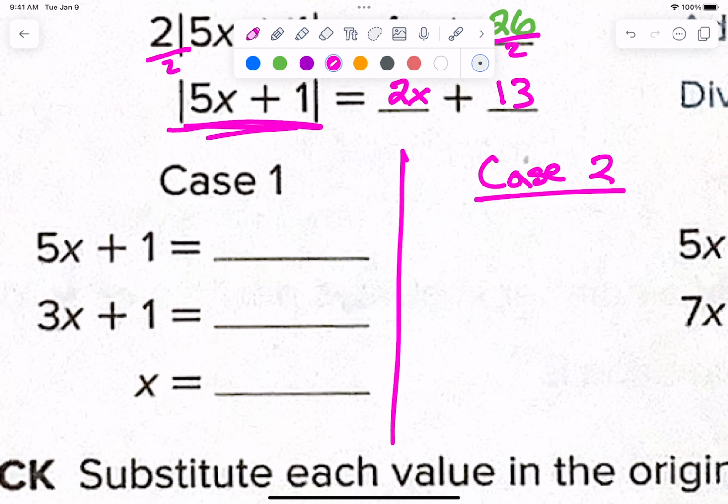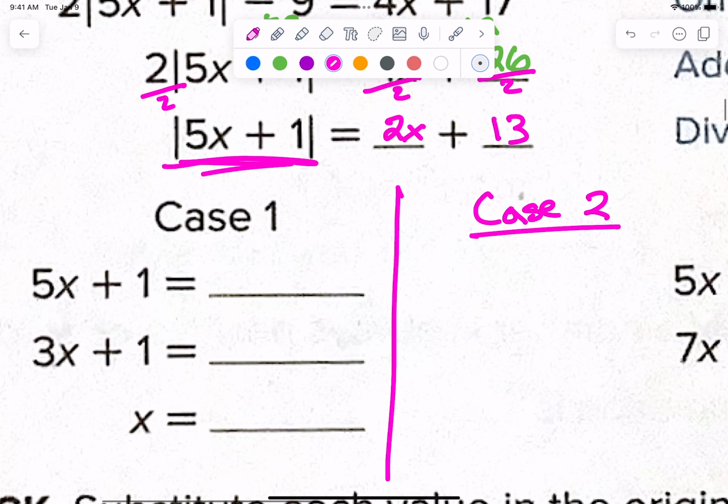Are you ready for this? Case 1, you just drop the absolute value bars. So 5x plus 1 equals 2x plus 13. And that's it. And then you solve. That's what case 1 looks like. We'll solve it here in a second.